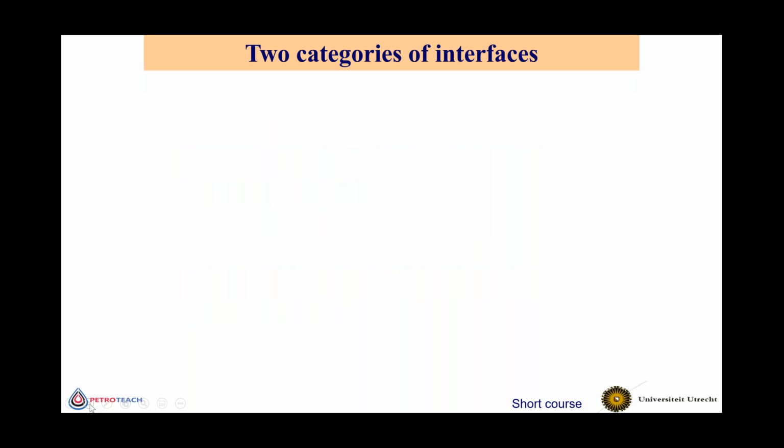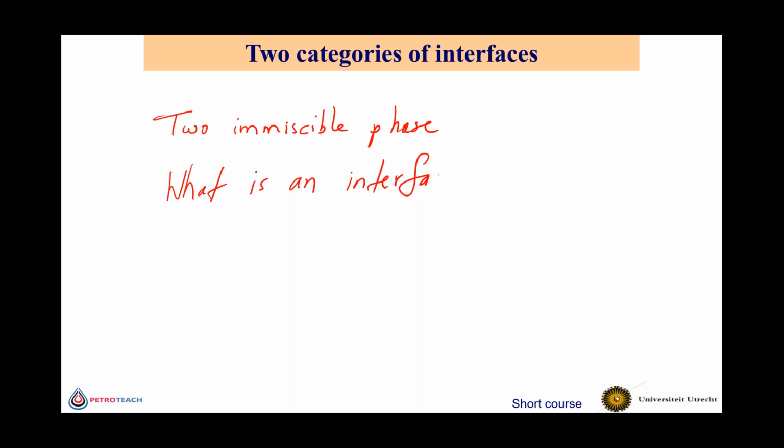Now, capillarity comes from the fact that you have two immiscible phases, and these two immiscible phases have an interface between them. So the first question is, what is an interface? How is it defined? What are its properties and characteristics? And how does capillarity come in when you have an interface between two phases? That's a whole long story, and I'm not going to get into that. As I said, this will be in the short course.